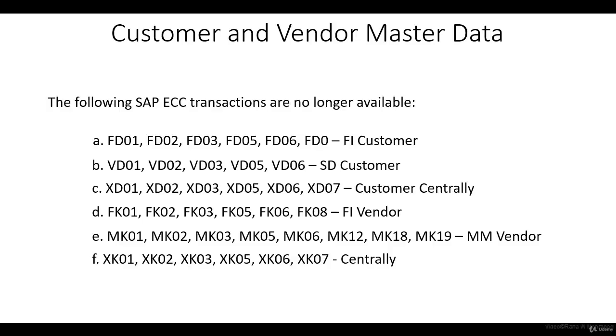So now what happens to these transaction codes? These transaction codes are now redirected to transaction code BP, which is the abbreviation of business partner. And this transaction code is now used to create both the customer and vendor master data. So you no longer need to remember all these transaction codes.